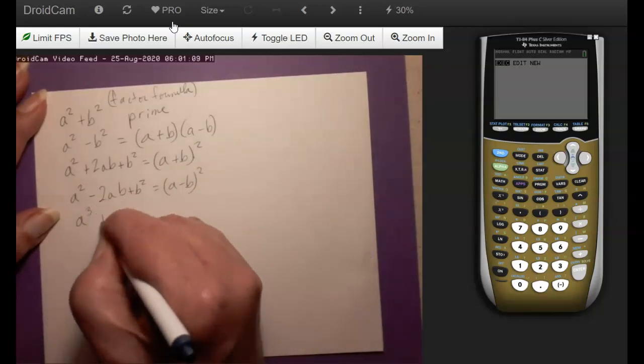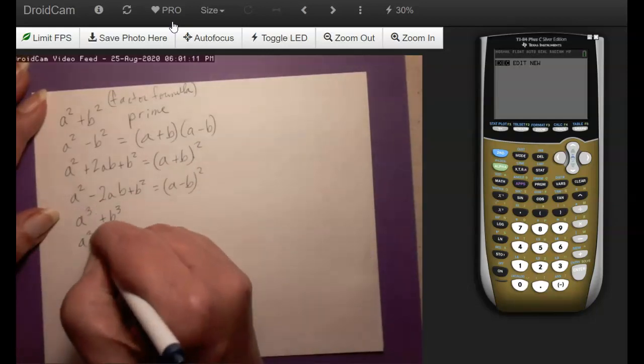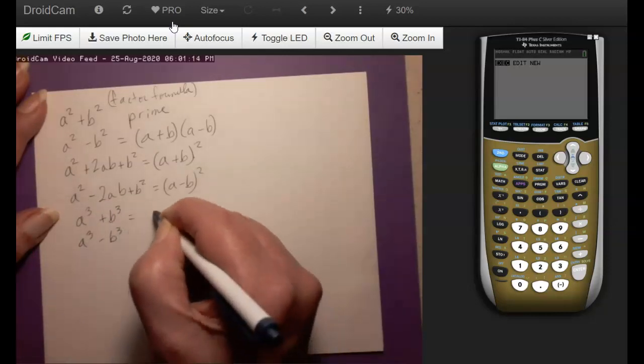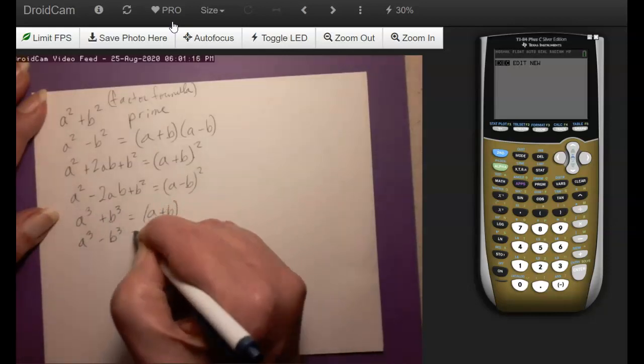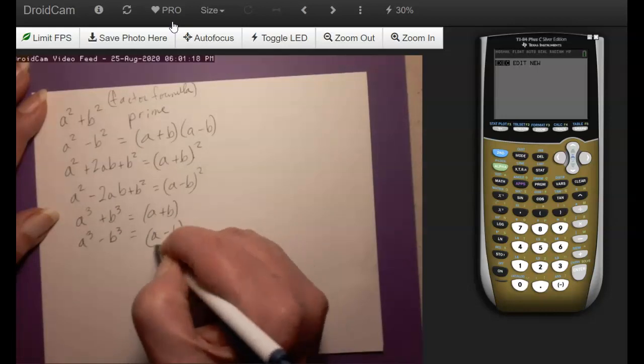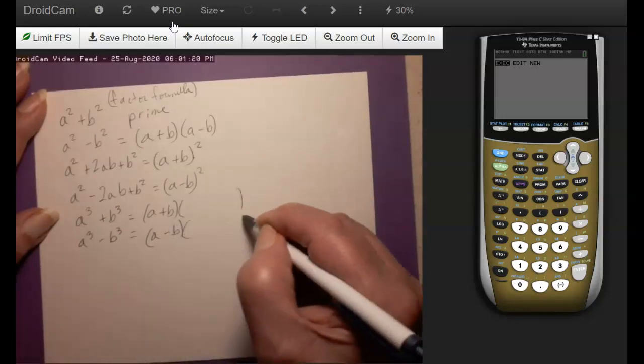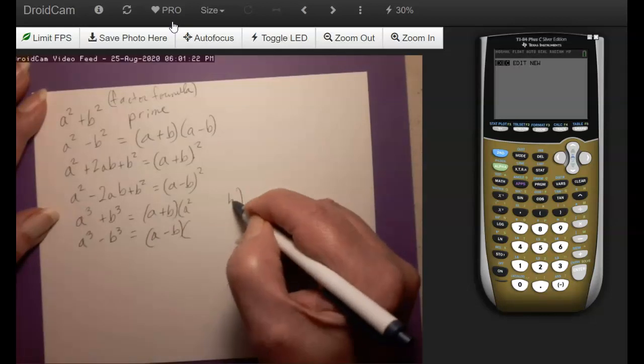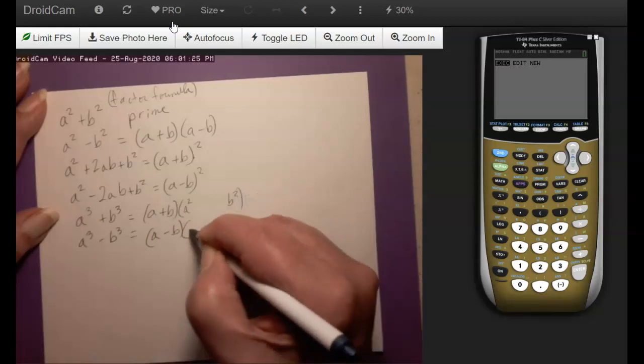So a cubed plus b cubed and a cubed minus b cubed. This is a plus b. This one's a minus b. And then there's a form I'm filling in here. I definitely need an a squared and a b squared, and both of those are positive.